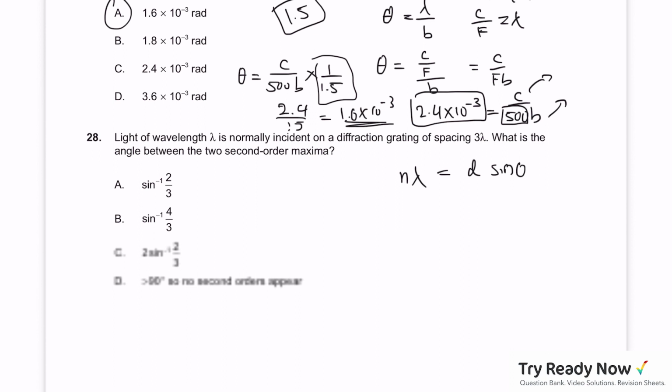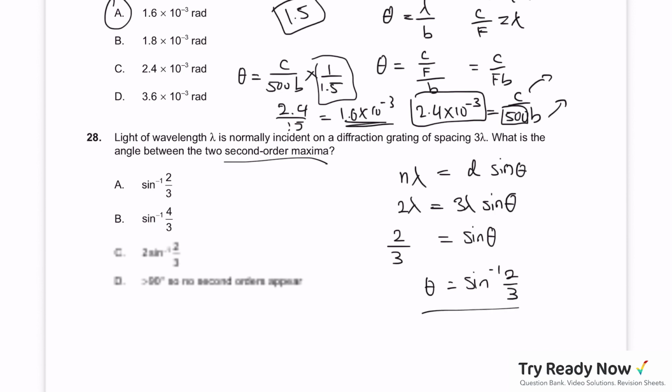So n in this case is telling us the order of this maxima, and we're looking for a second order. So 2 wavelength is equal to d sine theta, where d is the diffraction spacing. And now we just have to rearrange in terms of sine, and the wavelengths cancel out. Now we can see that we're looking for the angle, so we get the inverse sine of 2 over 3.